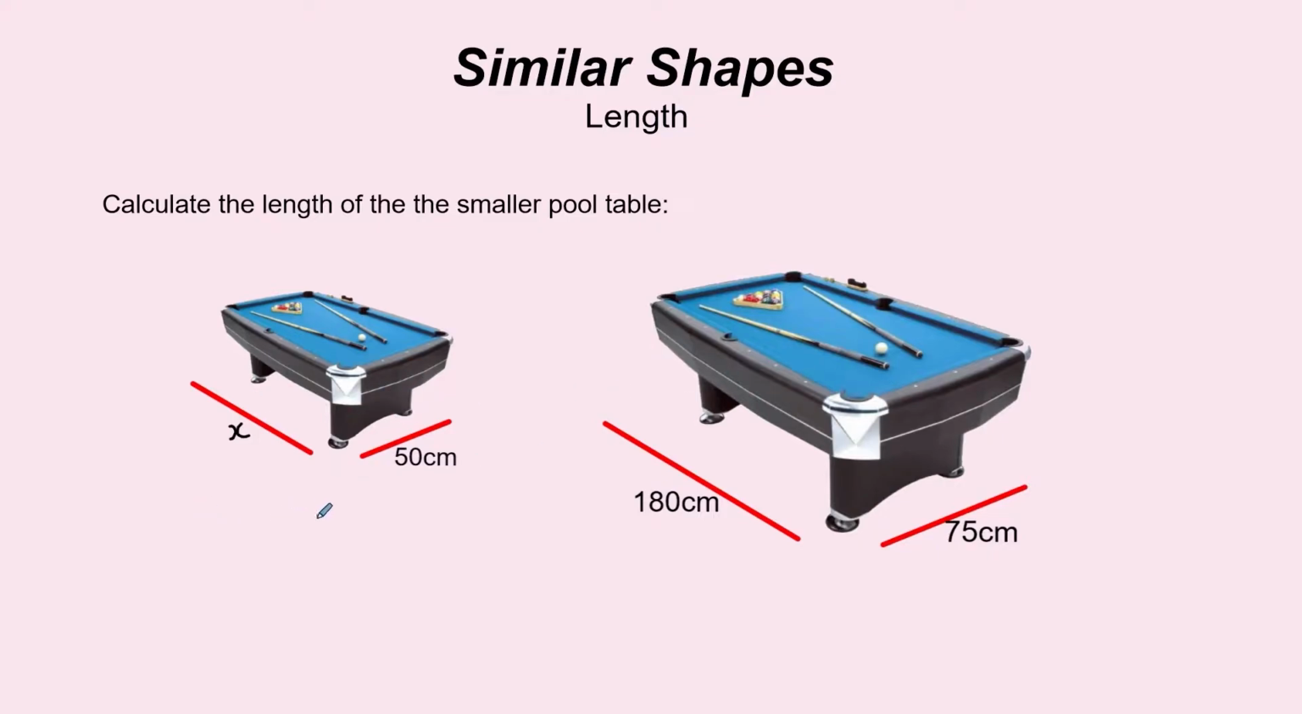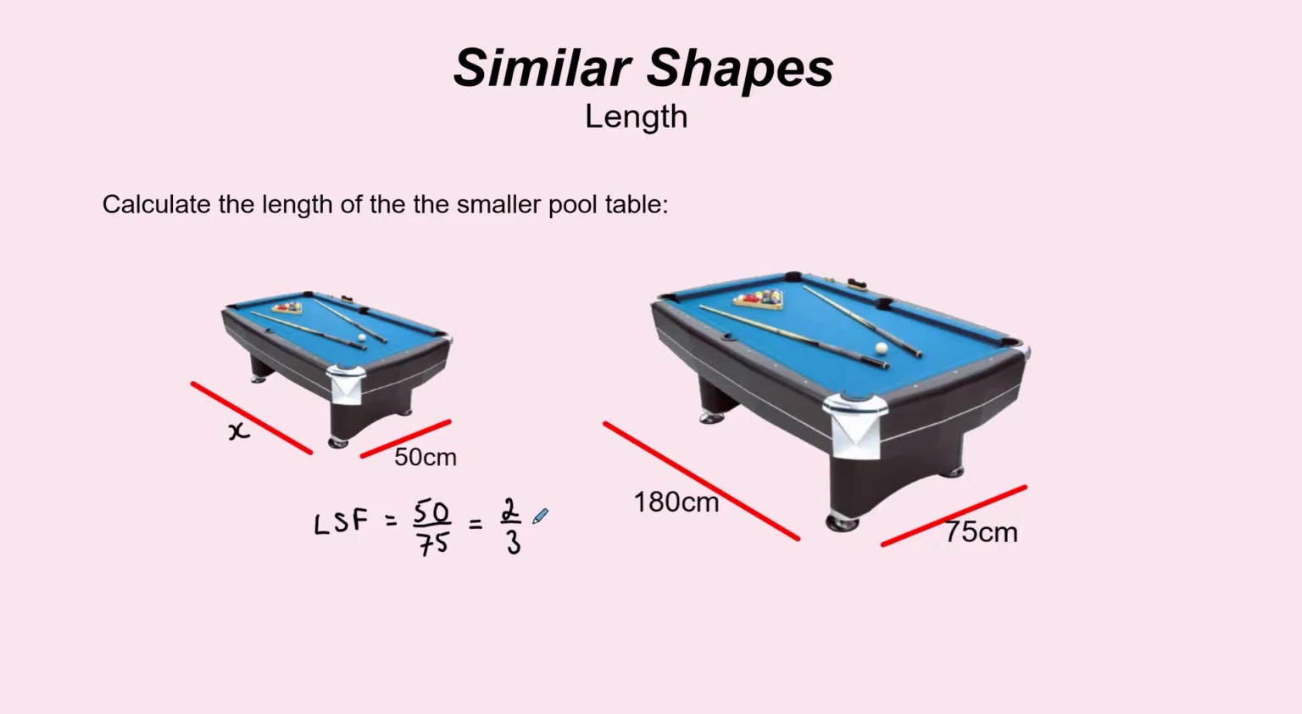To do that, we find something called a length scale factor, so we're going to compare the lengths. We want the length of the smaller pool table, so we're looking for a reduction scale factor. That means we put the smaller number on top of the fraction. We're comparing the widths because we know both of them, 75 and 50, so 50 over 75. With fractions, where possible, simplify. These are both divisible by 25, so that becomes 2/3.